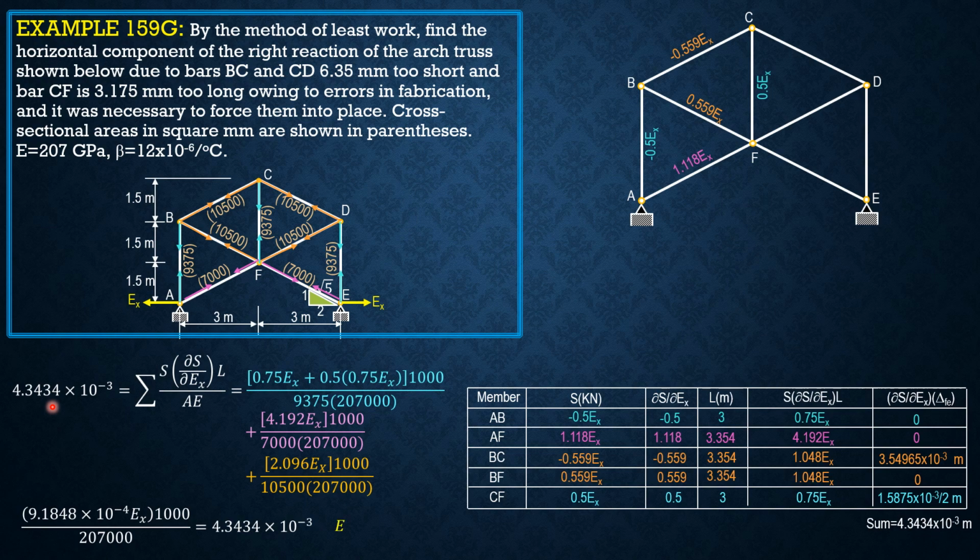Solving for EX, it is positive, so it agrees with this direction. Therefore, EX is 978.82 kilonewtons to the left. So that's it for this problem.